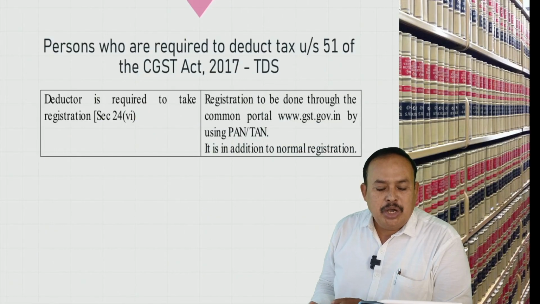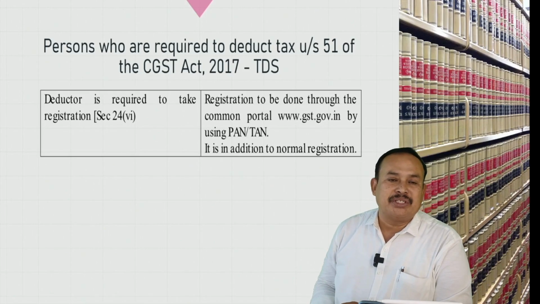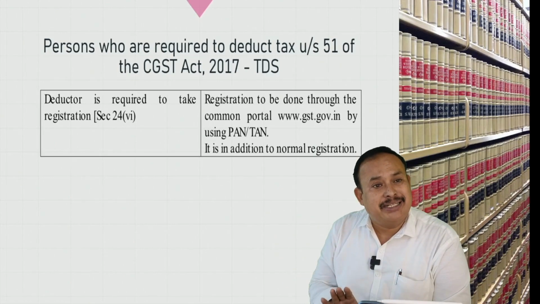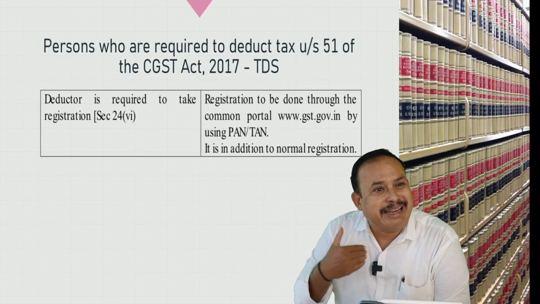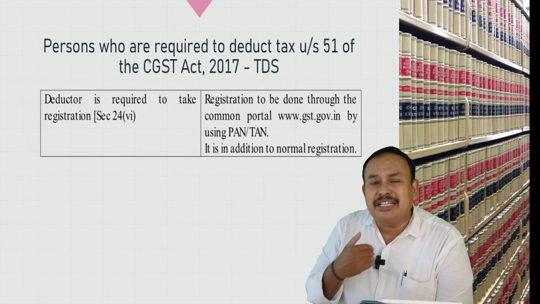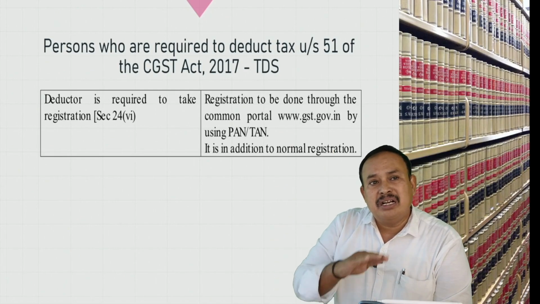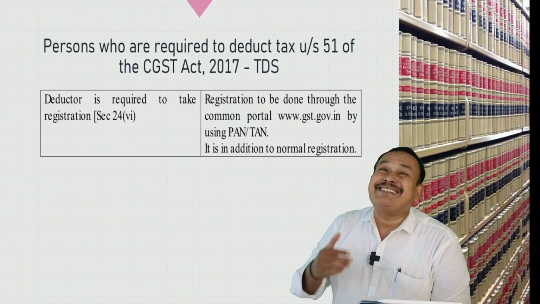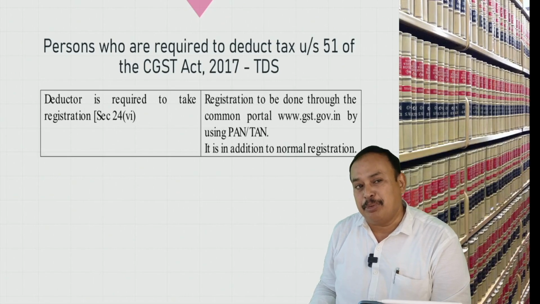Further, a person who is required to deduct TDS, tax deducted at source, needs a separate registration in addition to the normal registration. As a TDS deductor, I have to have 2 registrations: one, a normal regular registration, and two, a TDS deductor registration. I am bringing a classical example to notice.